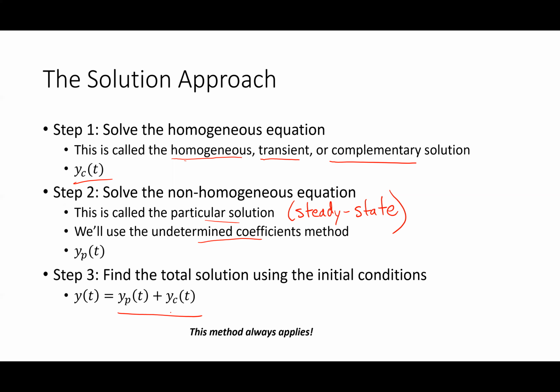That sounds like a trivial step, right? I put the two of them together, but what's one part of this step? What's something I always have to do in that third step? I have to use the initial conditions to solve for whatever unknowns I've got left. There's always going to be a couple of those.